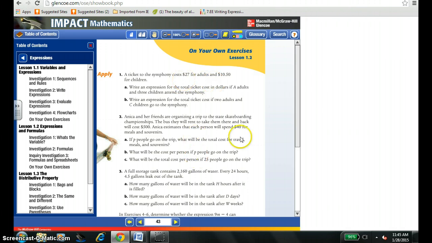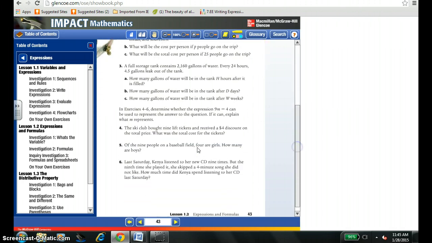Similar for number 2. And then if you take a look at the final questions that you have to do here, it's the same exact thing as your investigation. You have this expression, 9m minus 4. Does this situation go with this expression? If it does, tell me what m represents. It's for 5 and for 6.